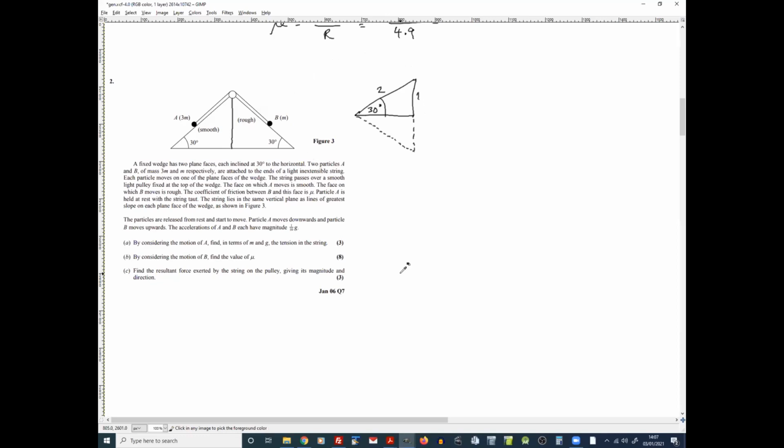Where's G? Oh, G is gravity. Okay. But just looking at the diagram, which way are the particles going to move when they're released? Down to the left. Yeah, partly because A is heavier, and partly because it's smoother as well. Yes, exactly. Right, but considering the motion of A, find M in terms of G.